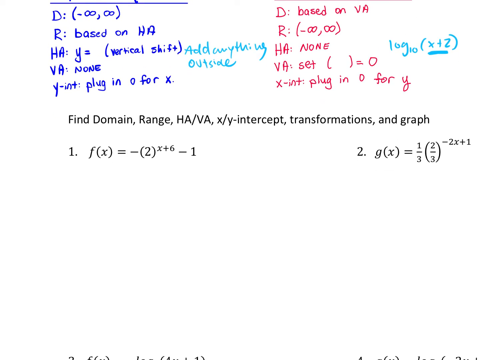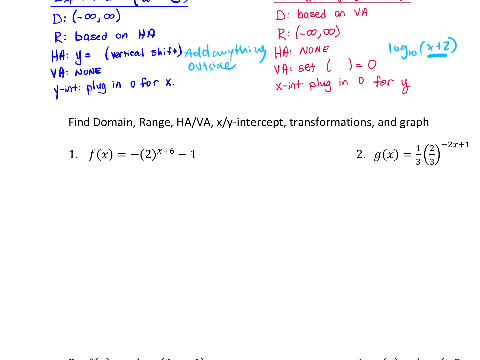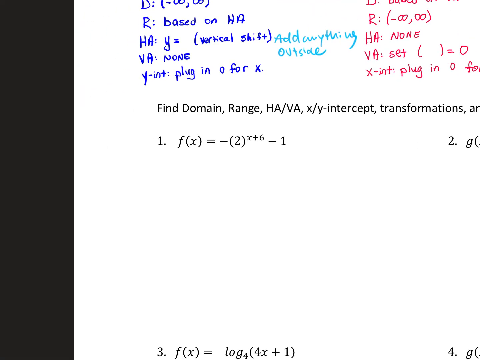So looking at number 1, we want to find the domain, range, horizontal or vertical asymptotes, x or y intercepts, and the transformations and graph it. So let's start with our domain. What would my domain be here? Is it an exponential or a log graph? Exponential because x is in the exponent. So what's my domain for exponential graphs? Negative infinity to positive infinity.